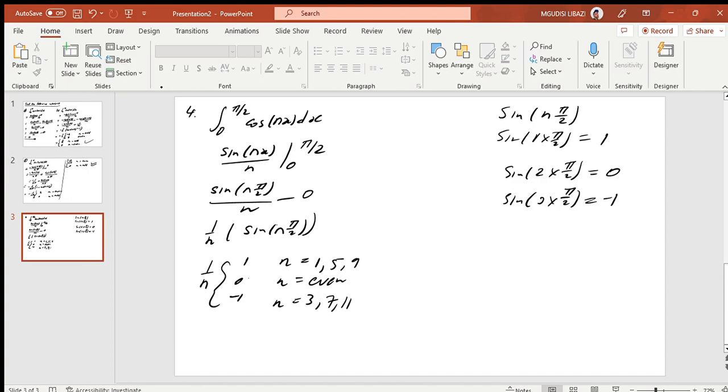From 9 we're going to 11. So the even numbers will alternate between those. So that is how we can evaluate our integral here.